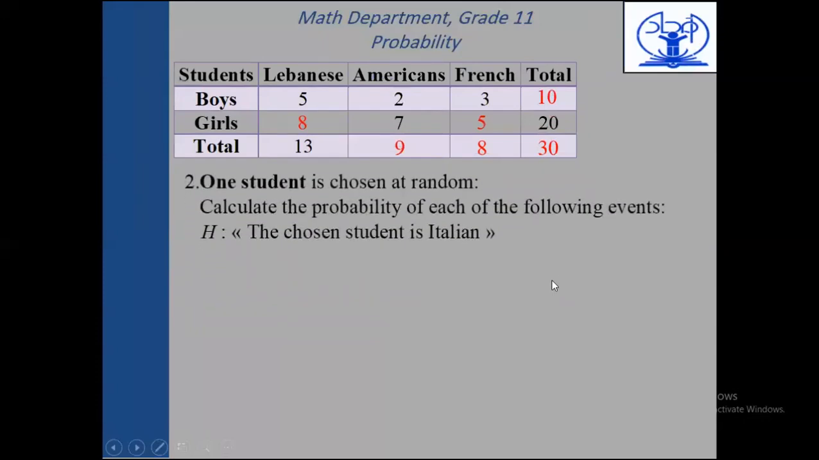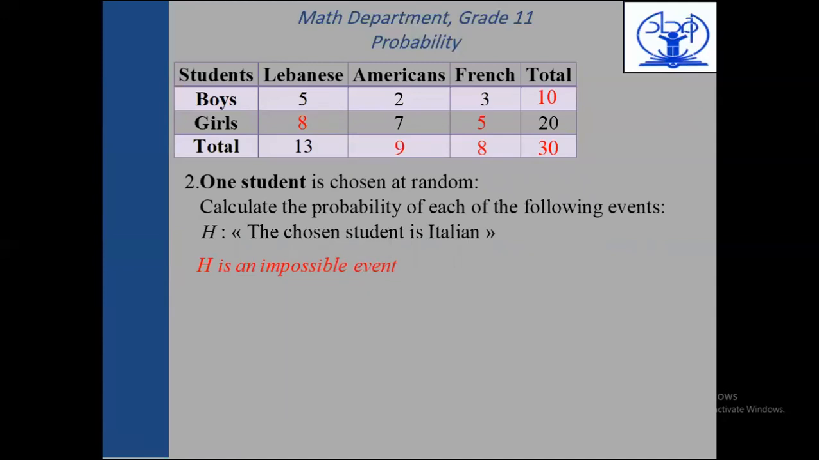One student is chosen at random. So the experiment here is choosing one name out of the 30 names. Calculate the probability of each of the following events. The chosen student is Italian.